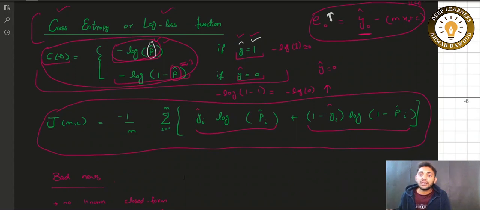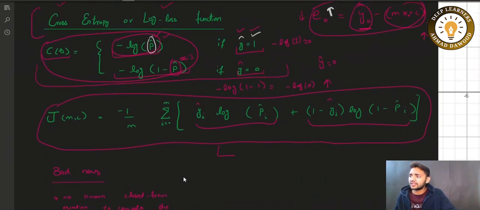In the same way, you can consider it as an error. If your actual value is closer to this, your error will be low. And if your actual value is far away from your prediction, then your error will be high. In this way you can consider that as the cost function.